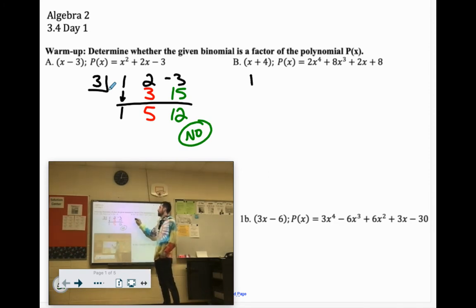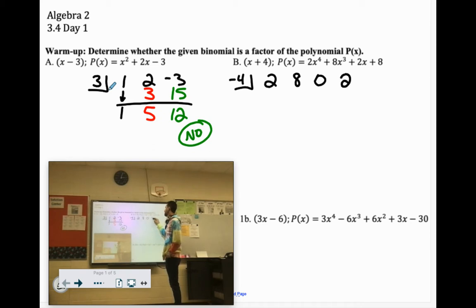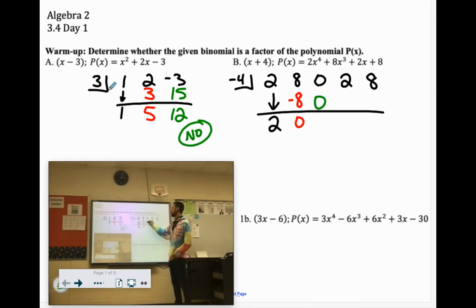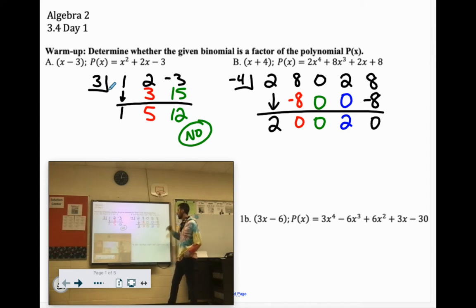So here we have x plus 4, so we will try negative 4. We have 2x to the 4th, 8x to the 3rd, 0x to the 2nd, 2x, and 8. Bring down our 2. Negative 4 times 2 is negative 8. 8 minus 8 is 0. Negative 4 times 0 is 0, plus 0 is 0. Negative 4 times 0 is 0, plus 2 is 2. And negative 4 times 2 is negative 8, plus 8 is 0. Great, there's no remainder. That means, yes, it is a 0.